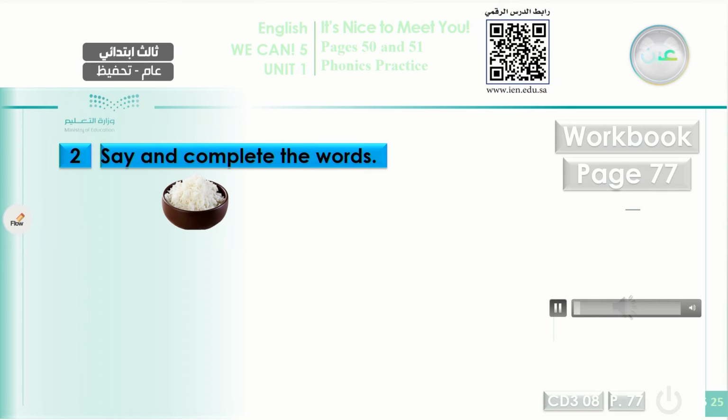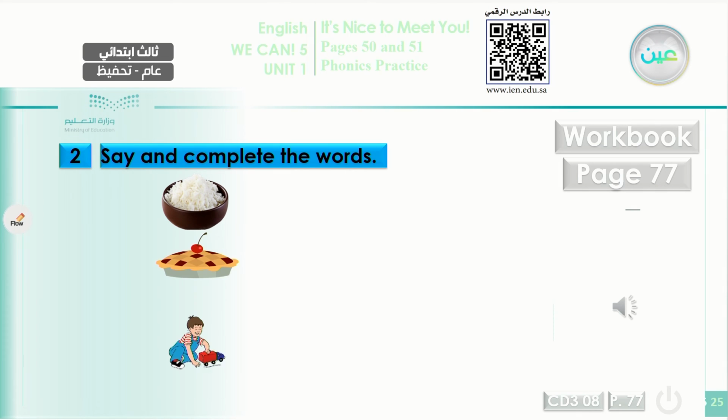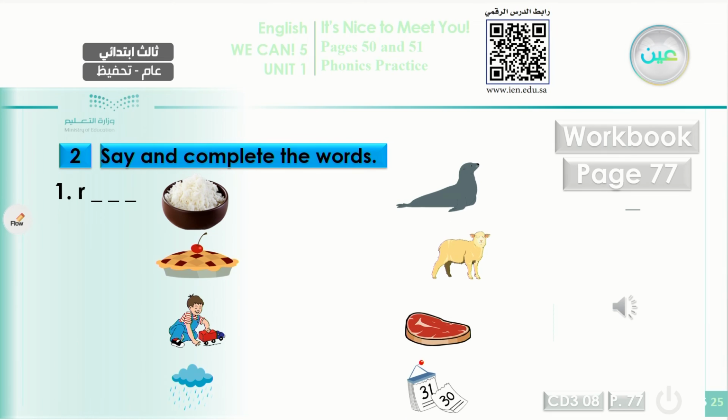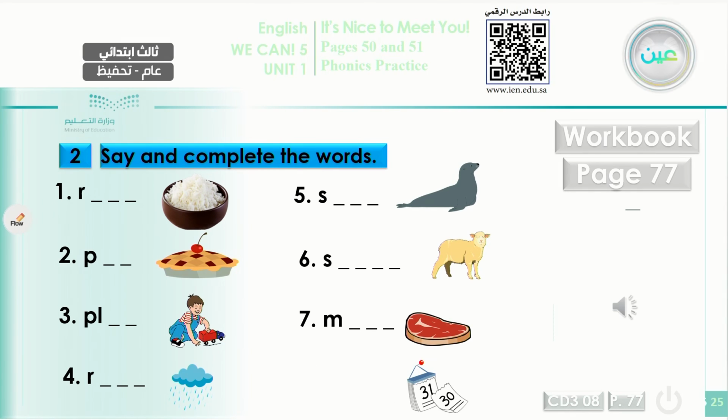Exercise 2. Say and complete the words. Number 1, rice. Number 2, pie. Number 3, play. Number 4, rain. Number 5, snail. Number 6, sheep. Number 7, meat. Number 8, day.